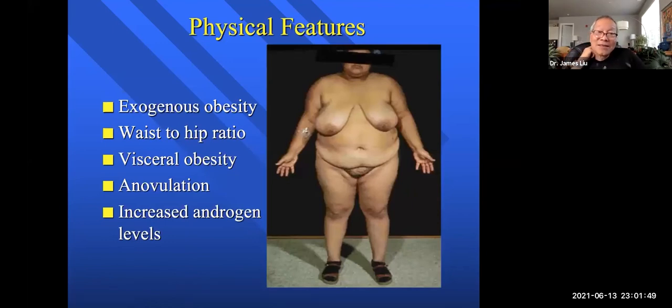So she has obviously obesity on top of her other hormonal disturbances. The waist to hip ratio is about 1. She has a pannus, probable anovulation, and based on her face, she has mild increases in androgen level. I don't think she's virilized.